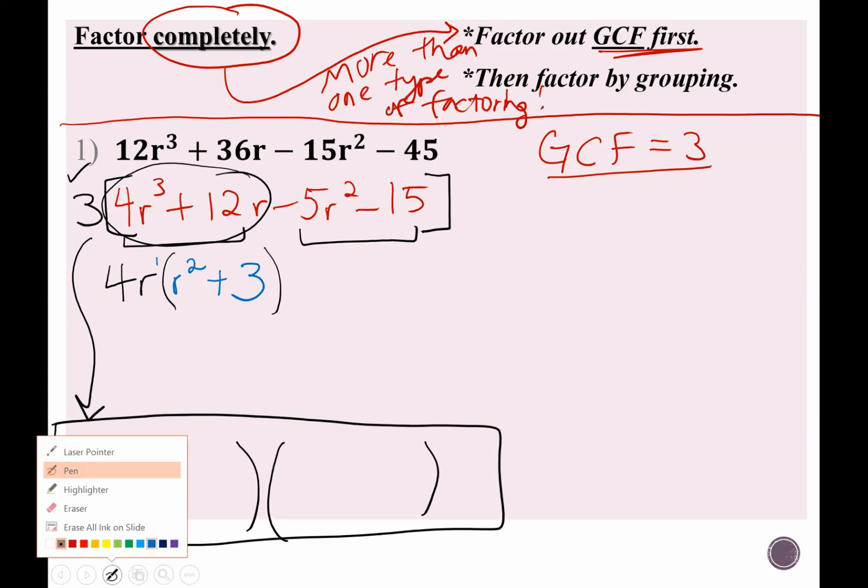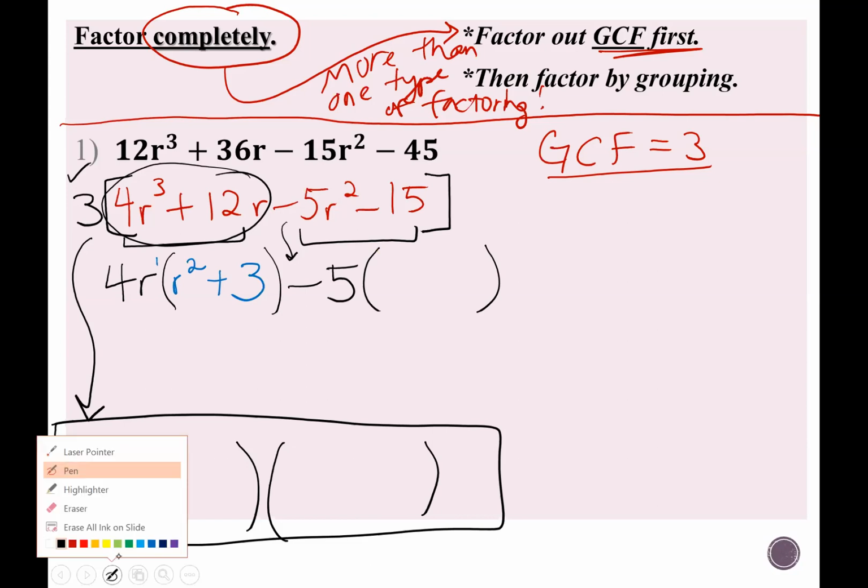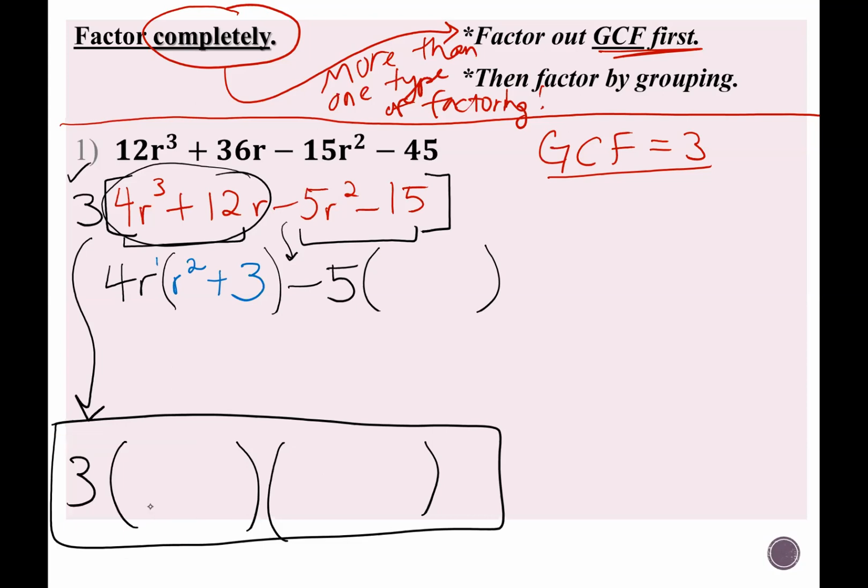Now moving to the second group, negative 5r squared minus 15. Once again, I'm going to factor out a negative. We've seen that before. 5 goes into 15, so that's my GCF. The 15 doesn't have any r with it, so I'm not taking out an r, just taking out a minus 5. Negative divided by negative is positive. So negative 5r squared divided by negative 5 is just r squared. Negative 15 divided by negative 5, that's positive 3.